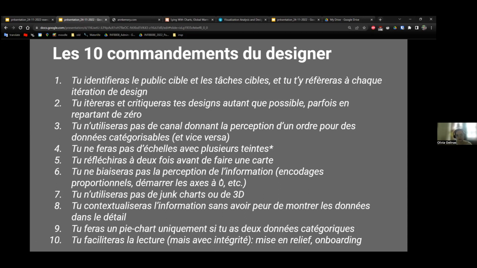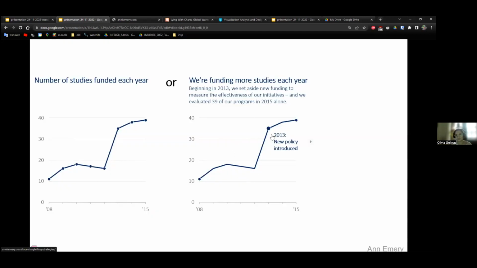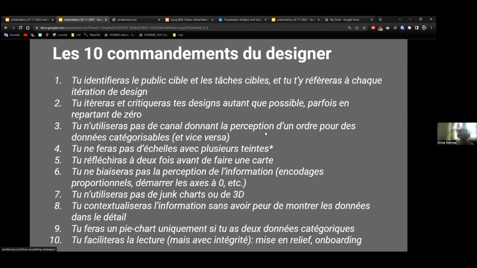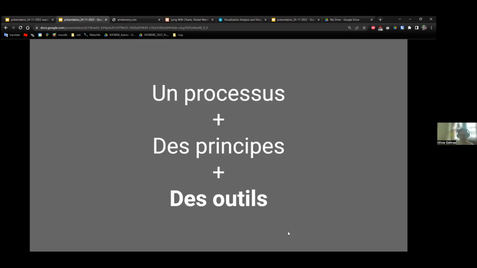So the sixth one, so the bias will not be perception of information. So it can be very powerful, this type of visual support, to be able to do it in a responsible manner and intentional as well. But it facilitates the reading. So there's a relief, and then there's also some onboarding, and away you go.